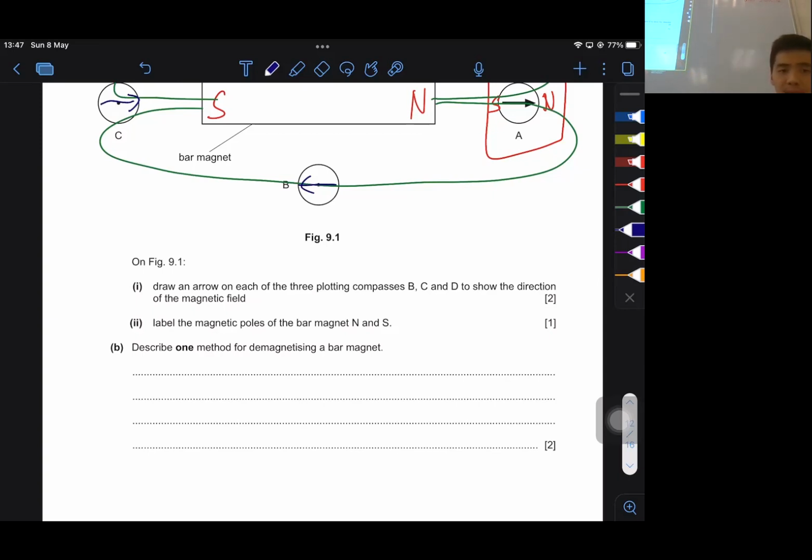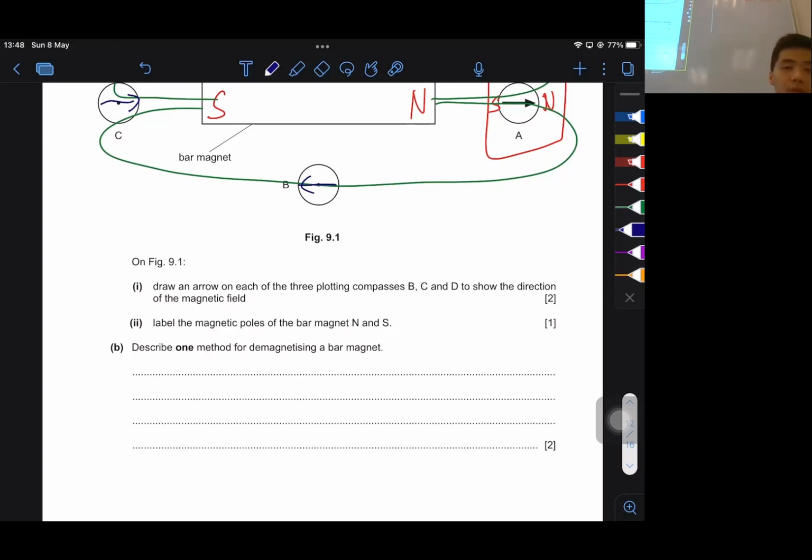The second method is what? Oh, sorry, stroking was to magnetize it. Sorry, forget what I just said just now. The two methods are going to be number one, you either heat up the magnet, right? So it's so hot that the magnetic domains vibrate into different directions. Or the second one is you hammer it, right? If you hammer it, eventually you're going to force the magnetic domains to point in random directions and destabilize the magnetic field.